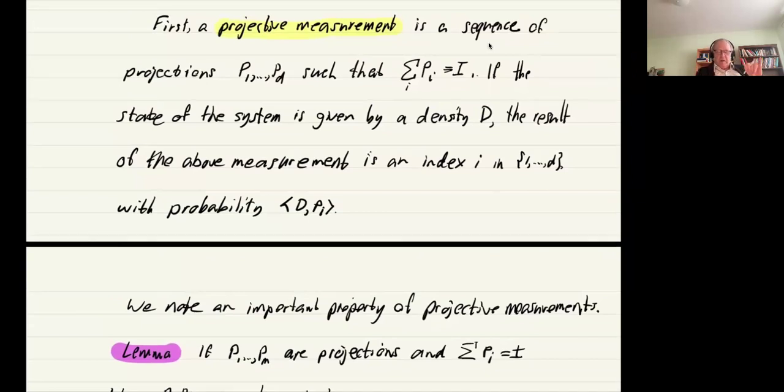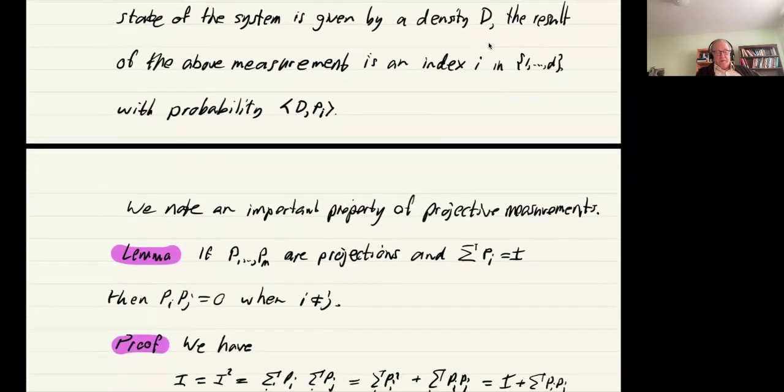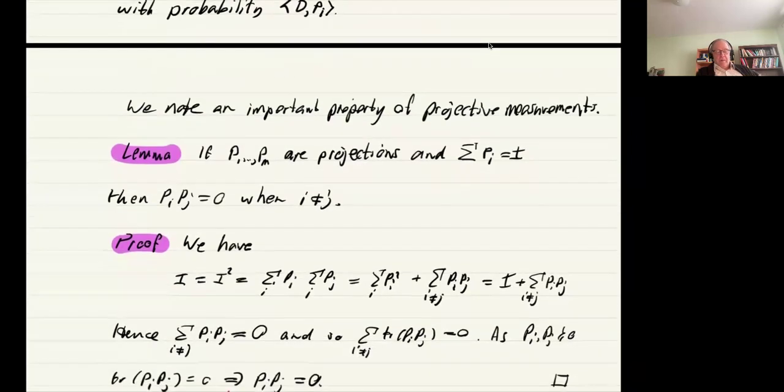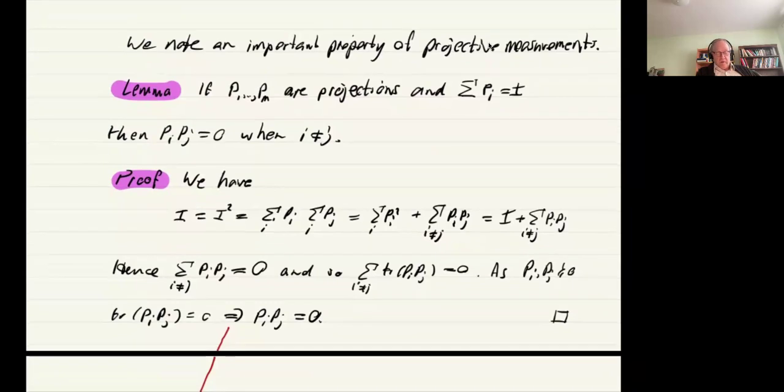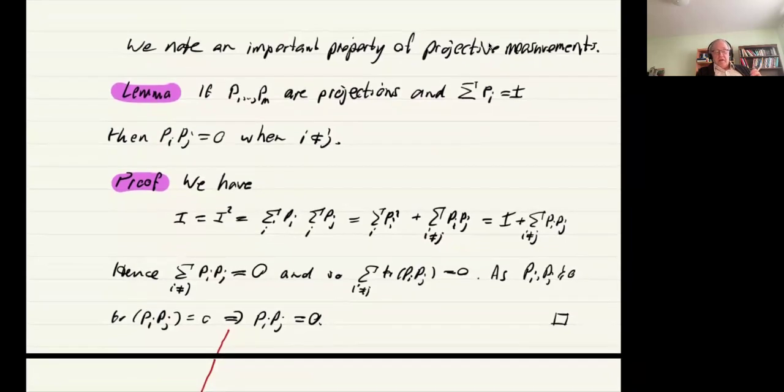And so the next comment, of course, is that each row of a quantum homomorphism is a projective measurement. This will turn out to be useful in a number of ways. Now, this is where we need to do some linear algebra. I think I set this up as an assignment question, but I'm going to go through it. So an important property of projective measurements is: if P1 through Pm are projections and they sum to the identity, then the products of distinct terms are 0.